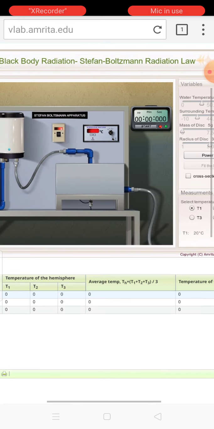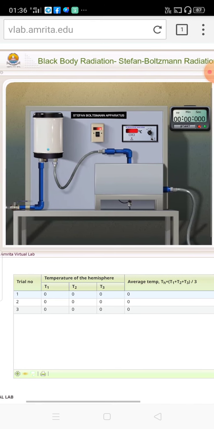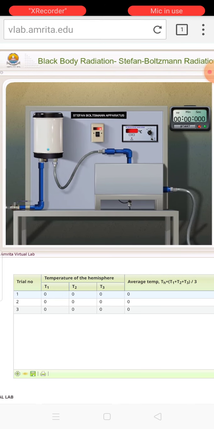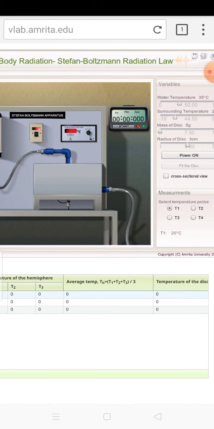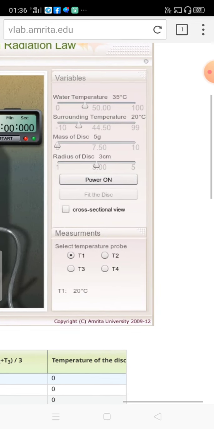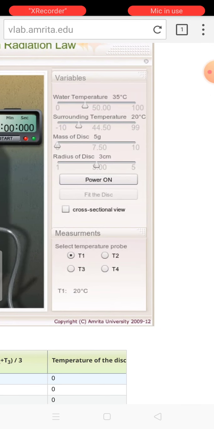Here you notice the water tank as a reservoir, and here is a power switch. On the right part of the panel you have the water temperature, which is now showing 35 degrees centigrade. The surrounding temperature is 20 degrees centigrade, and there are three sliders: one for the surrounding temperature, another for mass, and another for the radius of the disc. All the values are provided here.